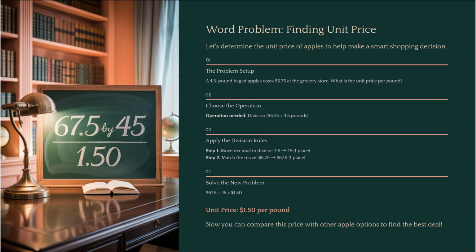Our final example, word problem 4, finds the unit price. A 4.5-pound bag of apples costs $6.75. We divide $6.75 divided by 4.5. We shift the decimal one place in both numbers, making the problem 67.5 divided by 45. When you perform the long division, the quotient is $1.50. The unit price is $1.50 per pound. Mastering these 4 decimal operations gives you real math power.